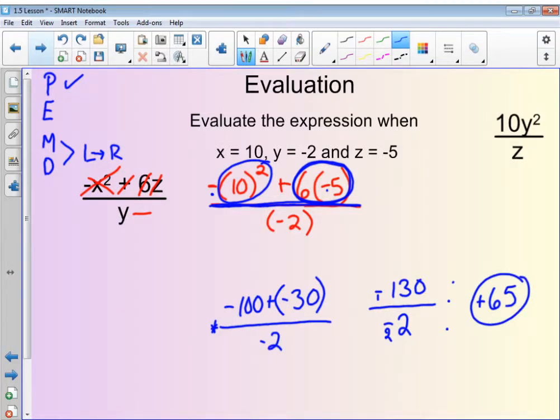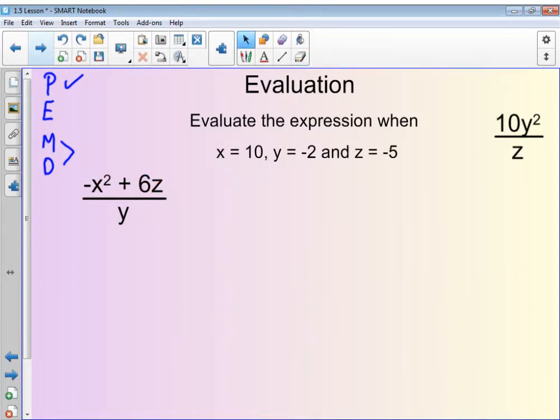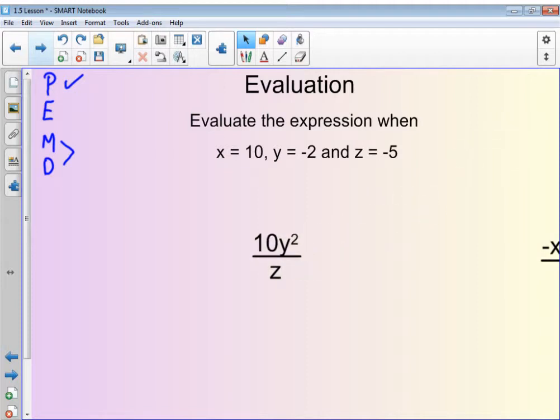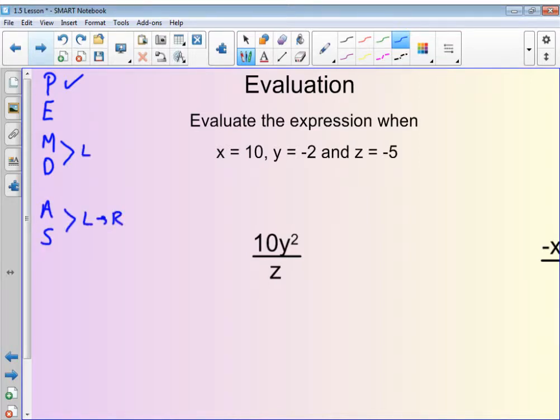Okay, so let's have you try one. Okay, you can go ahead and pause your video and work your way through this one. You've got 10 times y squared divided by z. So remember, you have to simplify that entire top part before you can do the division by z.